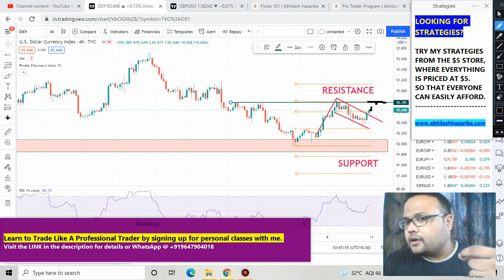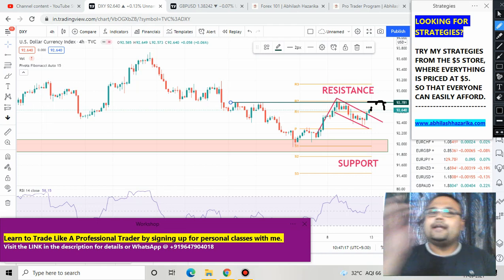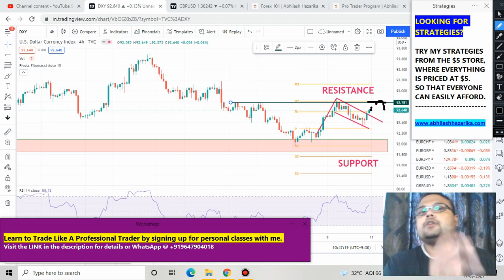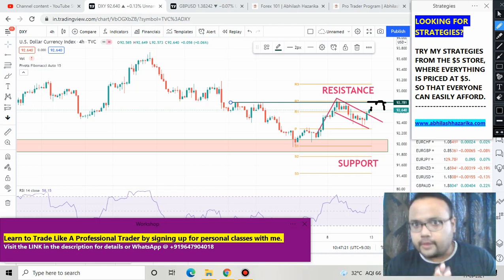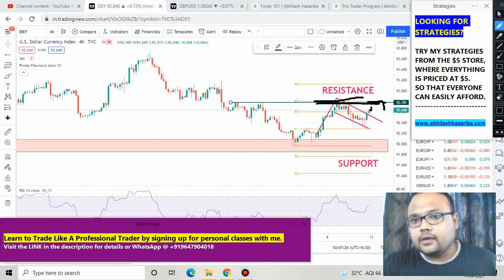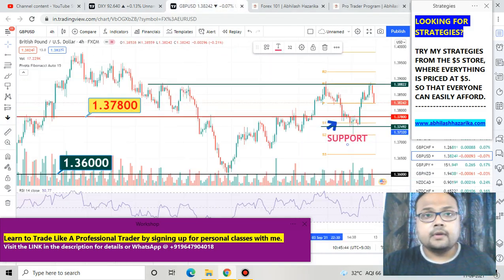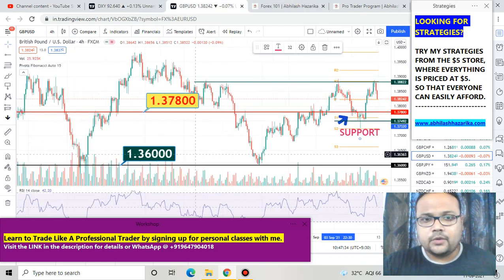And if dollar reverses from this resistance again, then we will see some good buying on the chart of GBP USD. Just keep in mind this is a resistance on the chart of DXY US dollar, and here we have a support on the chart of US dollar. That's it. Let's get back to the chart of GBP USD now.